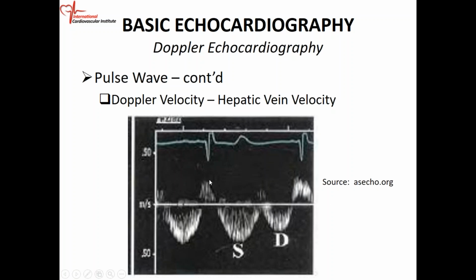ECG is on top. So in systole, you get a systolic flow. In diastole, you get a diastolic flow. And then when the atrium contracts, you get what we call an atrial reversal. So this is your classic hepatic vein flow: a systolic component, a diastolic component, an atrial reversal component. In the normal scenario, the systolic component is a little bit greater than the diastolic component. It's below the baseline because the flow is away from the transducer.